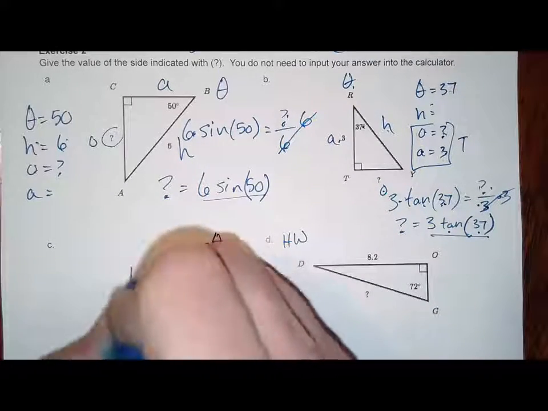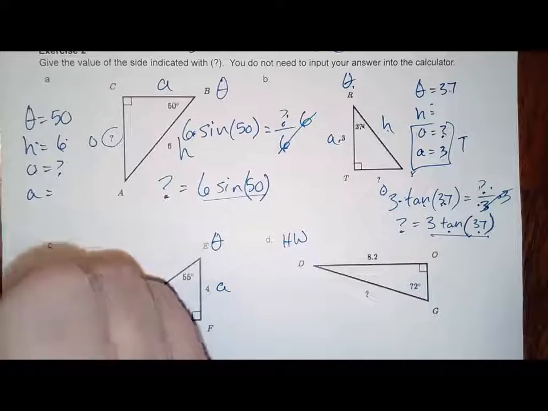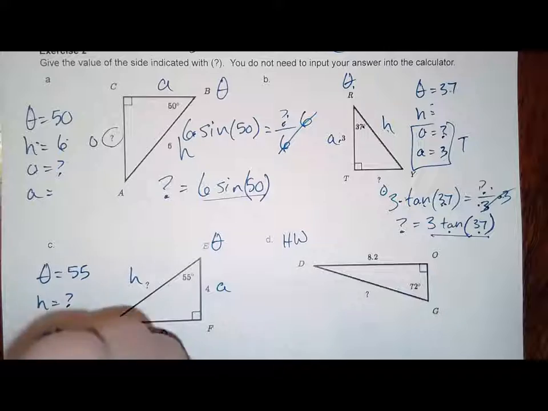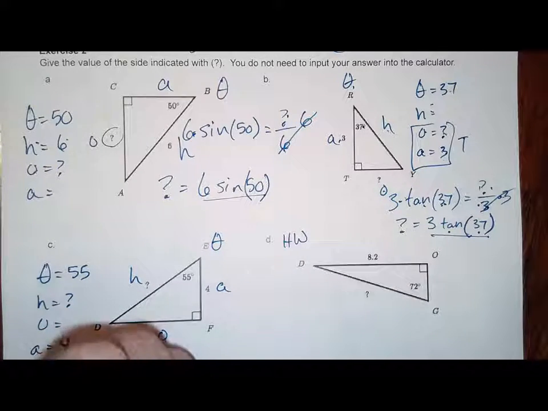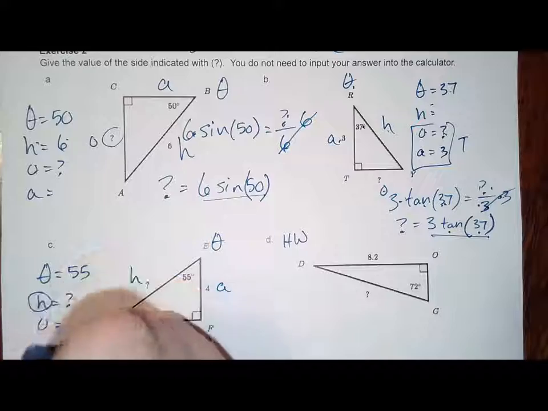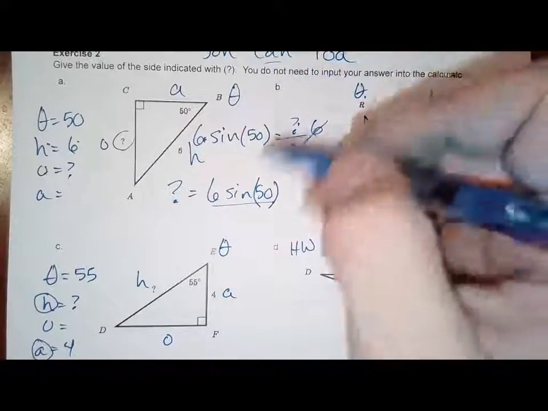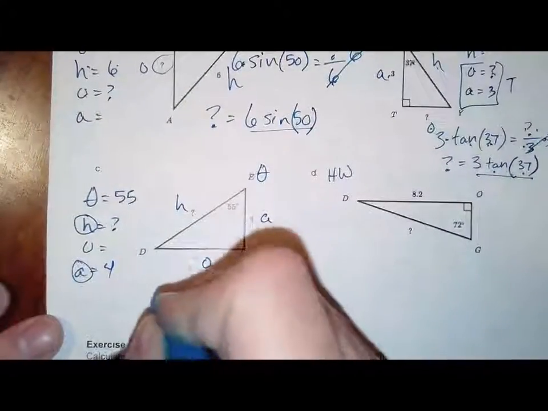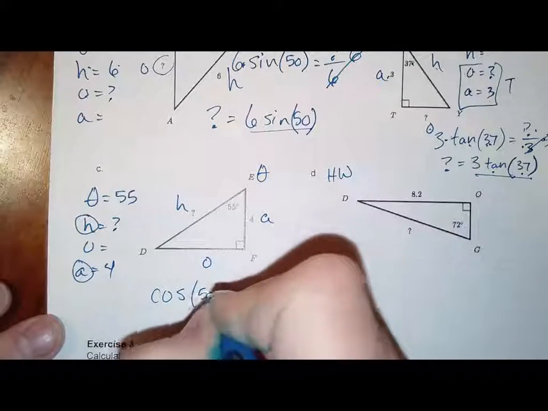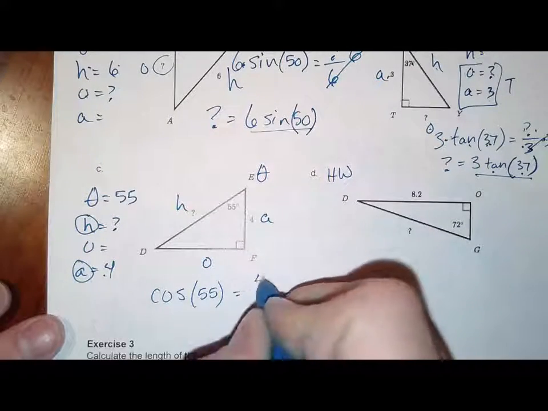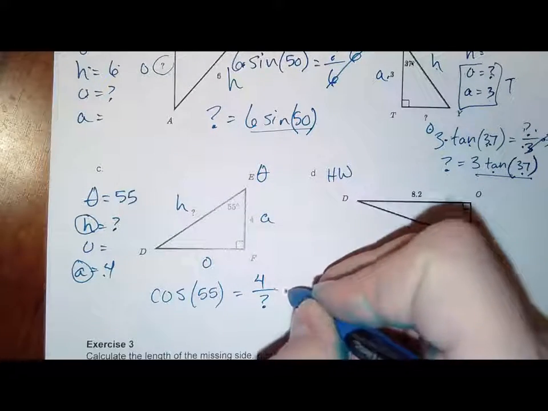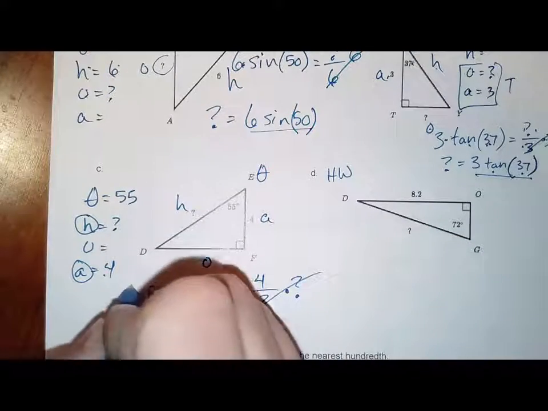Step 1. Step 2. Step 3. Recognize we have A and H. So AH, as in CAH, cosine is A over H. Fill in the blank. Uh-oh. Question mark is on the bottom of the fraction now. That's all right. It's still a fraction, so we still multiply by the denominator.